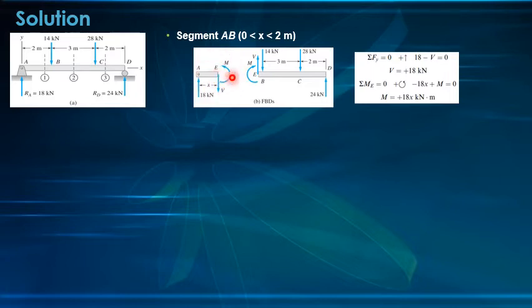Okay, it's up to you. If you want to use the right, it's okay. Okay, and you will still get the same answer, or this left, whichever is convenient. So in this part, we're going to consider this left side of the cutting plane. So summation of forces y equals to 0, taking upward positive. That will give us here the 18 kilonewton which is positive, minus the shear force here, and that is the negative. So therefore, we will arrive at a shear force that is positive 18 kilonewton.